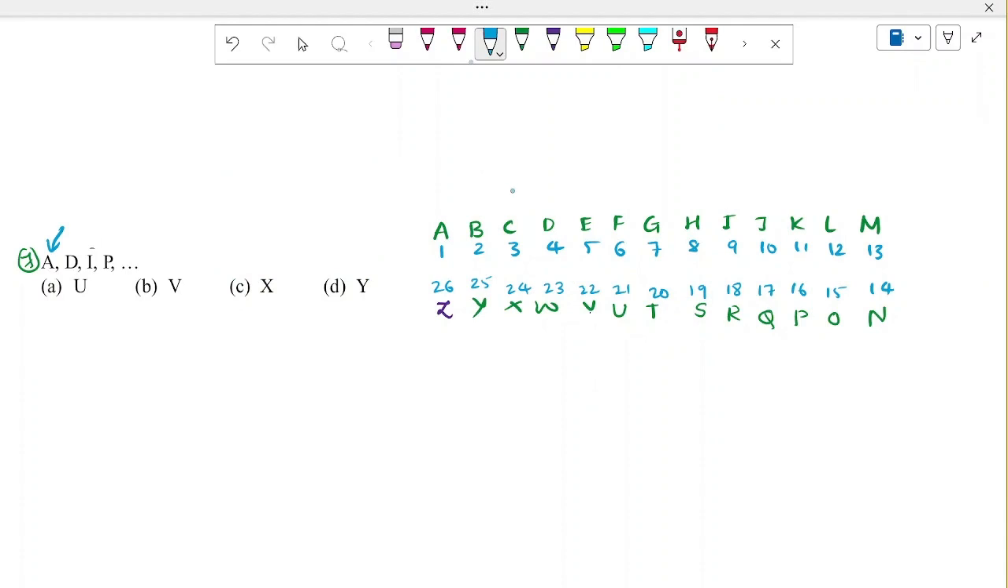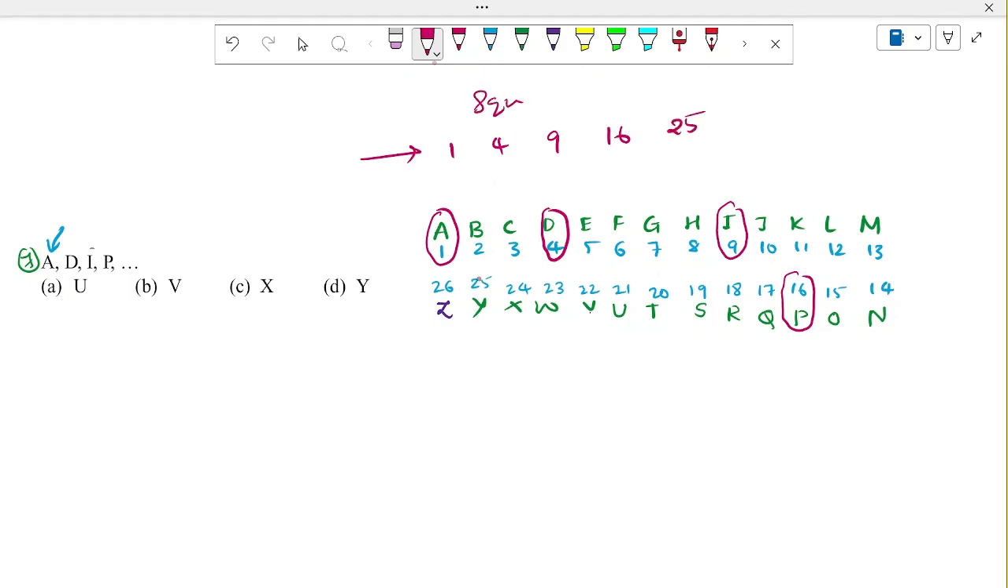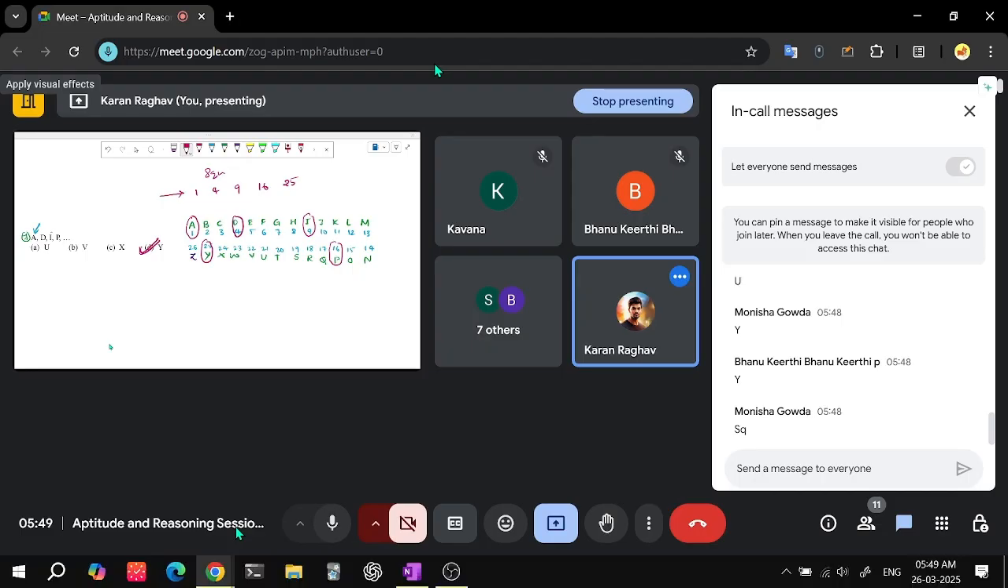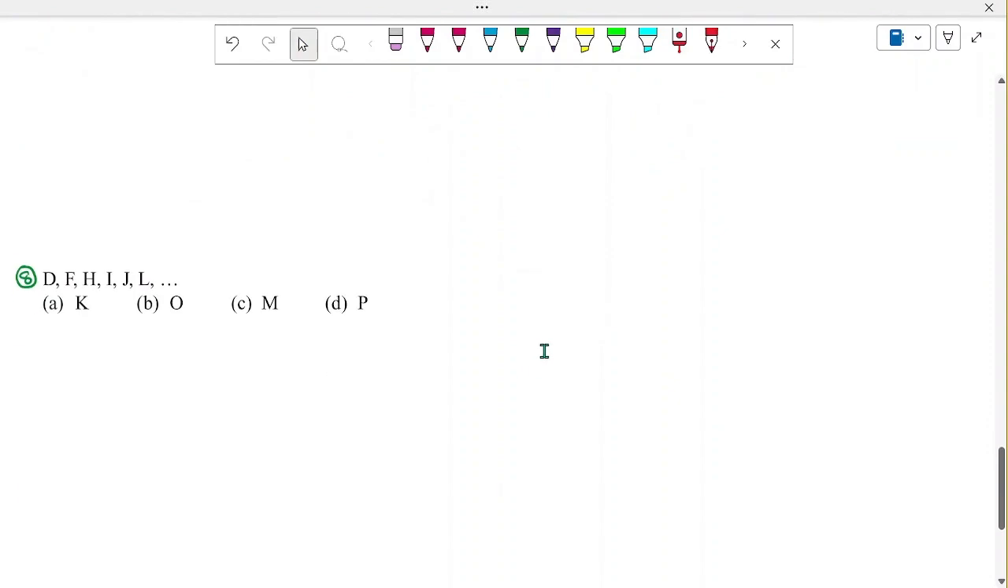Observe this A. So A is here, D is here, I is here, P is here. Go on observing 1, 4, 9, 16. Obviously it's a square number series, and the next one will be 25. So 25 is here, and the answer of this is Y. Yes, good. Fine, we'll go to the next one. Eighth question. Just try to solve this one.